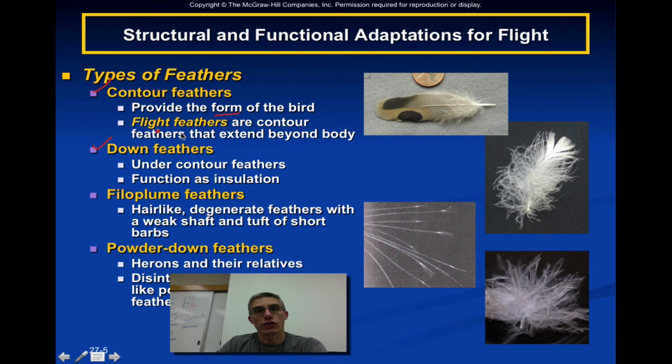Now the down feathers are going to be those feathers that you'd find underneath the contour feathers, and oftentimes they're going to act as insulation. So they're going to allow that animal to stay relatively warm.